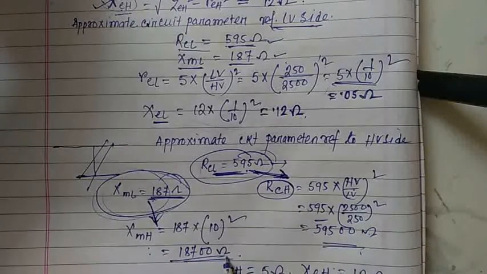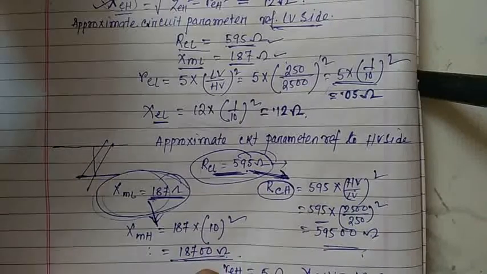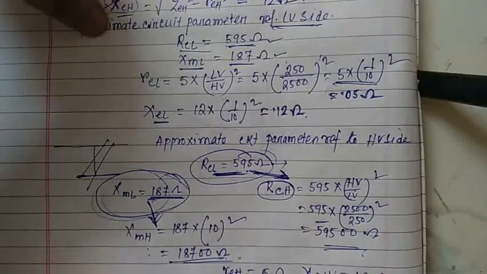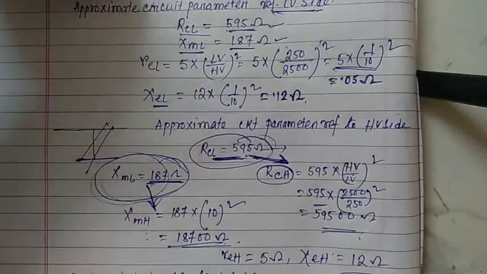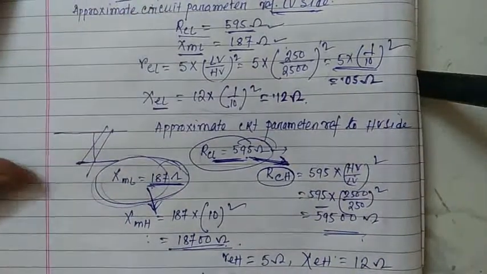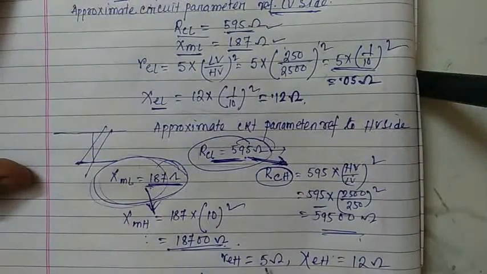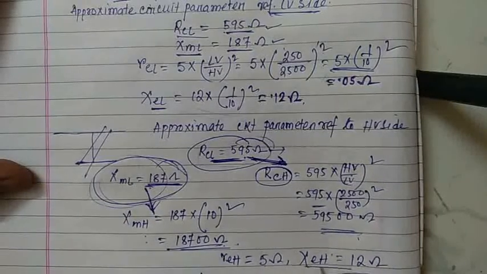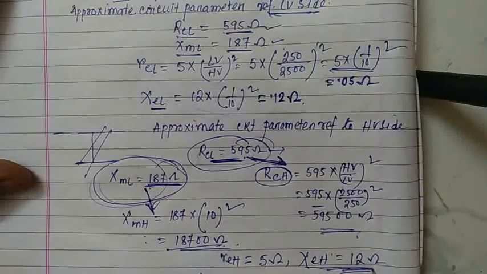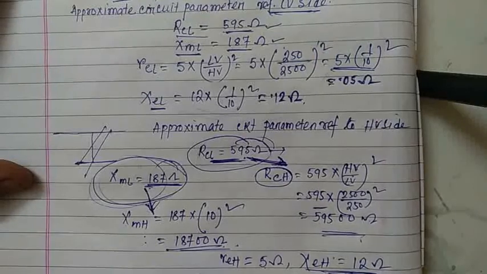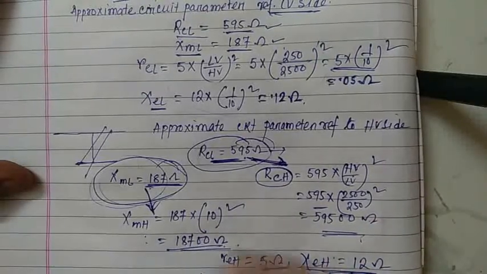We already calculated REH and XEH in the short circuit test. So REH is 5 ohm and XEH is 12 ohm. Very simple, you have already calculated these two values in the short circuit test.